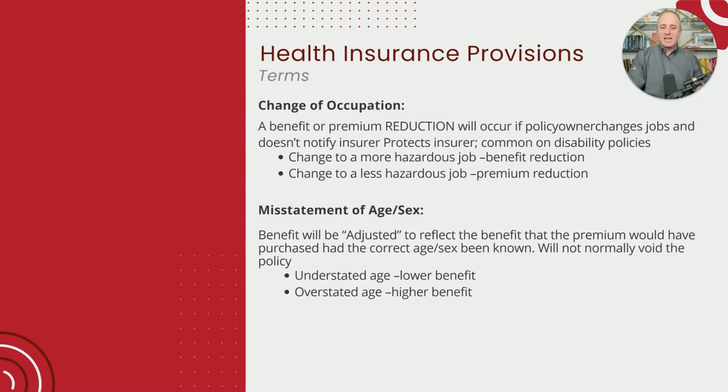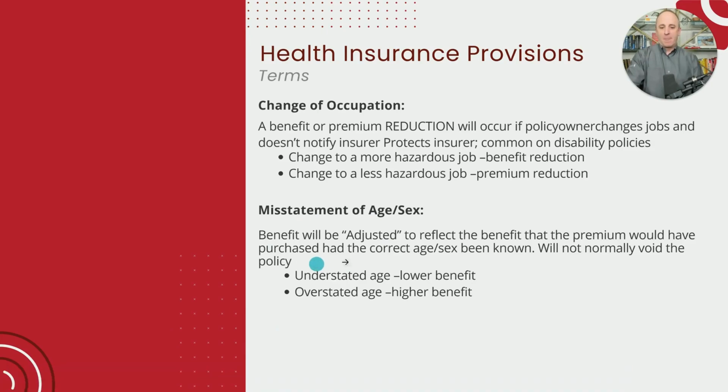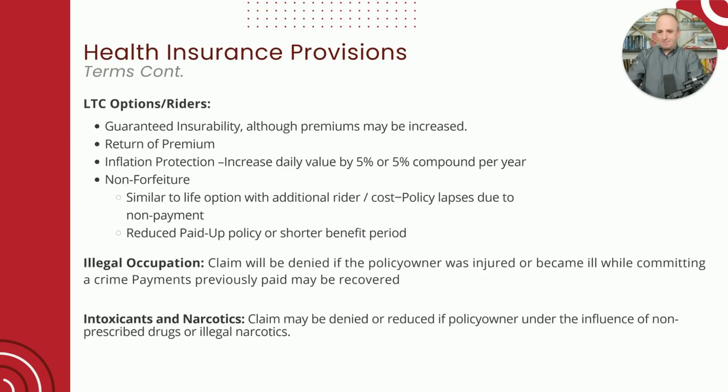If they change to a less hazardous job, the benefit would stay the same, but the premium could go down. We covered this earlier on the misstatement of age or sex. Basically, if you said you're younger than you actually are, the benefit would be lower. If you said you are older than you actually are, the benefit would be higher. And this is typically a transposing of a number on an application. It's not typically an intentional thing that occurs.